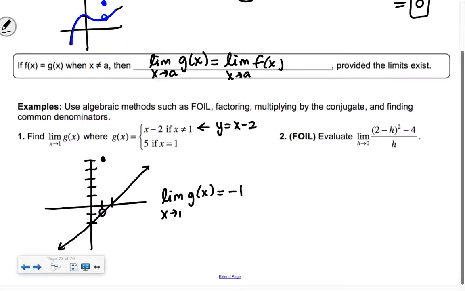Yep, you get closer and closer to -1. So basically you ignore that single point. We don't worry about that single point. It has nothing to do with the limit. Okay, we only look at the other graph.